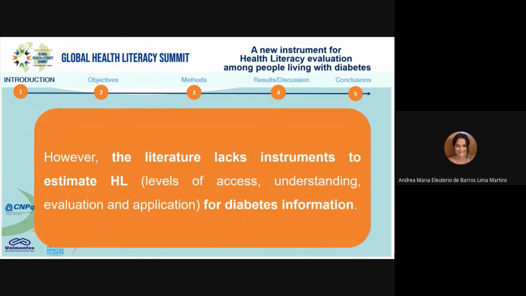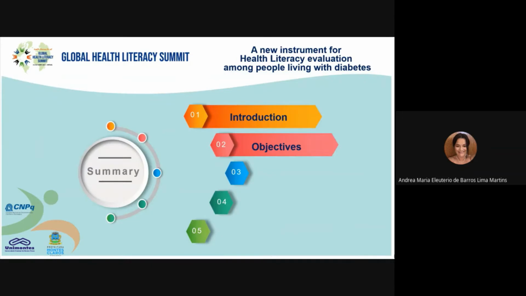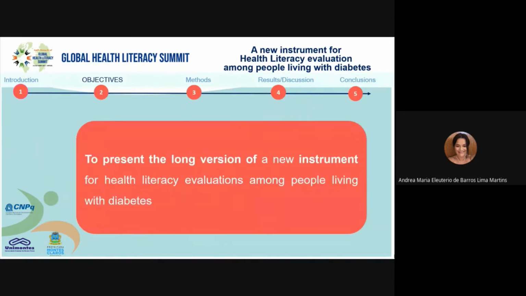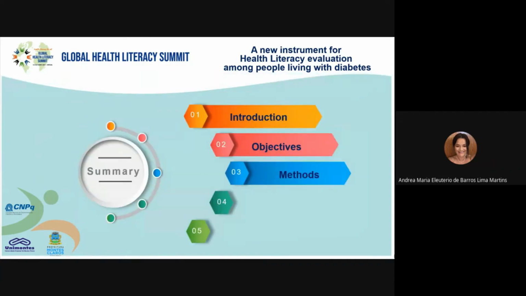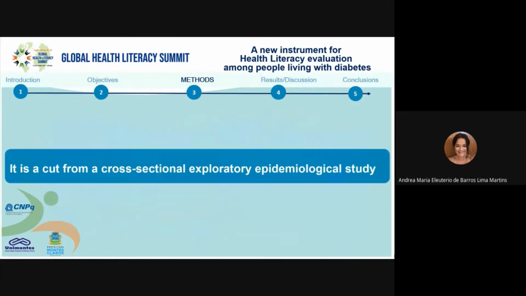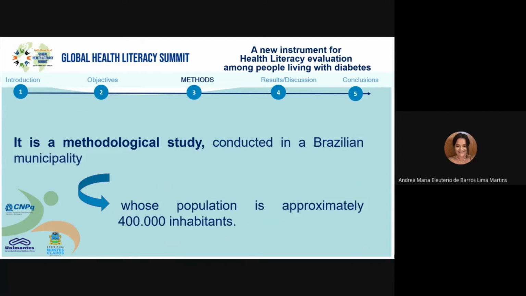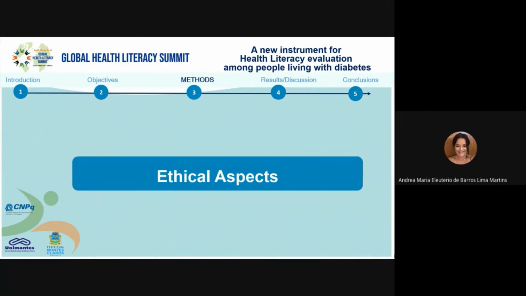However, the literature lacks instruments to estimate HL, levels of access, understanding, evaluation, and application for diabetes information. Objective: to present the long version of a new instrument for health literacy evaluation among people living with diabetes. Methods. It is a cut from a cross-sectional exploratory epidemiological study. It is a methodological study conducted in a Brazilian municipality.